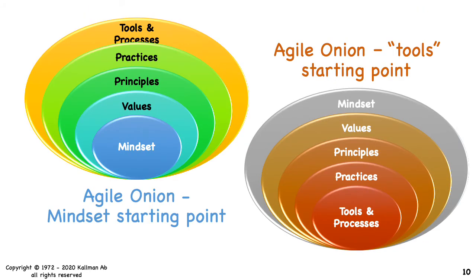As I shared way back at the beginning of this one, the Agile Onion has tools as the starting point here on the right, where they have tools in the middle, then practices, principles, values, mindset. Personally, I think it's pretty much wrong. You don't start with the tools, but that's the problem today.